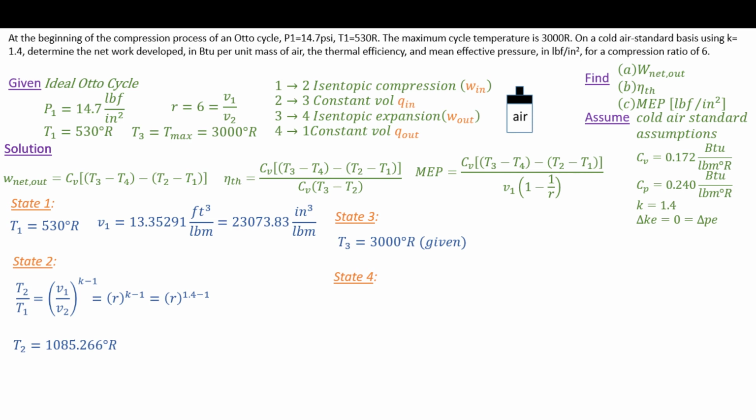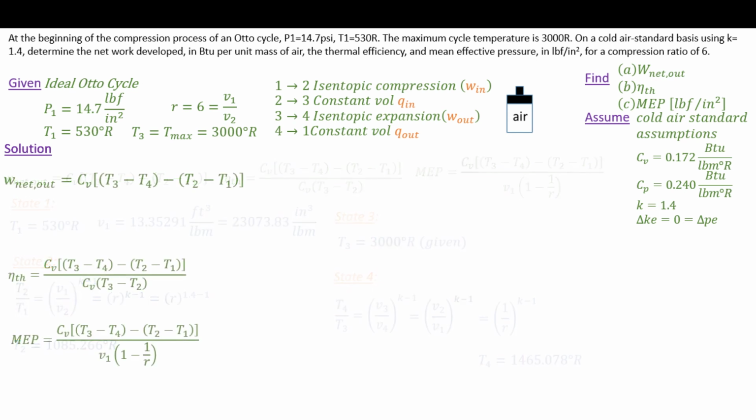So that's 3000 degrees Rankine, and that's given to me. And then state 4, I can use an isentropic relationship between states 3 and 4 because I have an isentropic process. And I know that V3 and V2 are equal to one another, and V4 and V1 are equal to one another. And then V2 over V1 is equal to 1 over R. So I'm just plugging in numbers and I get temperature for T4. As long as you plug in the temperatures as absolute temperature units, everything's going to be just fine.